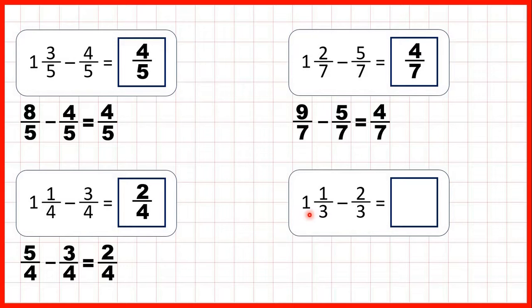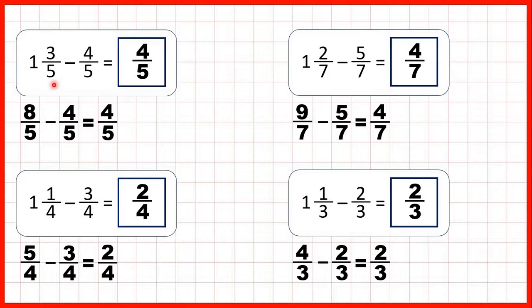And finally, 1 and 1/3 minus 2/3. So we can change 1 and 1/3 to 4/3. 1 times 3 is 3, plus 1 is 4. So now, when we take 2/3 away, we get 2/3 as our answer.